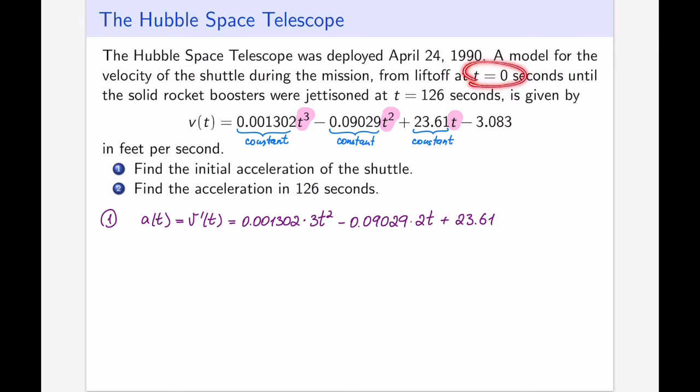I'm also told that initially time was actually counted down from 0, so what I'm interested in is the acceleration at time 0. This I don't even need a calculator for, because when t is 0, this entire term is 0. If t is 0 here, this entire term is 0, so my initial acceleration will be simply given by the constant in this derivative. So 23.61 units. And what are my units? The velocity was given in feet per second. So the acceleration will be in feet per second, which was the velocity per second.